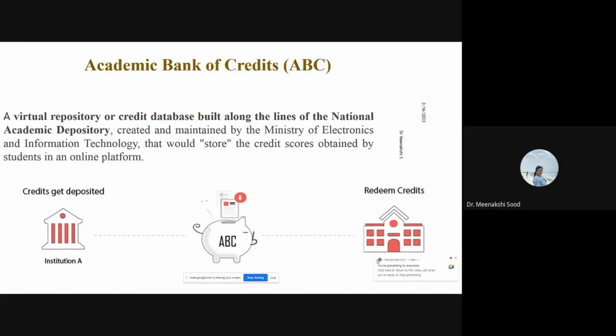So academic bank of credits is basically, as the name suggests, an academic bank where the student will credit his marks or credits whenever he keeps on earning. As he completes four subjects, theory, practical, the credits which he has earned will be stored and deposited in the bank. That is academic bank of credits.